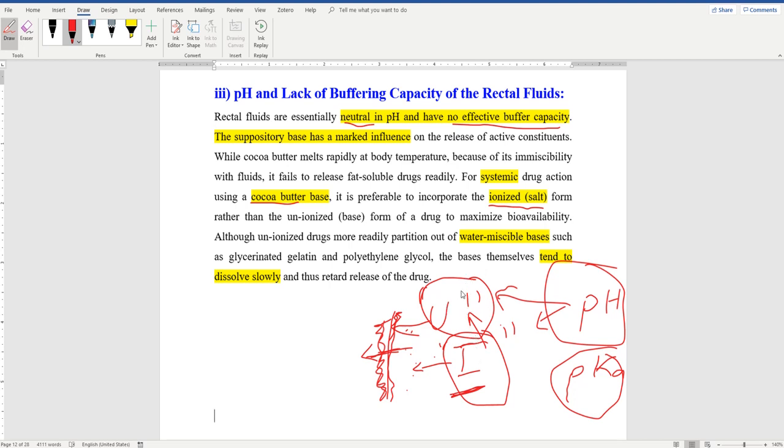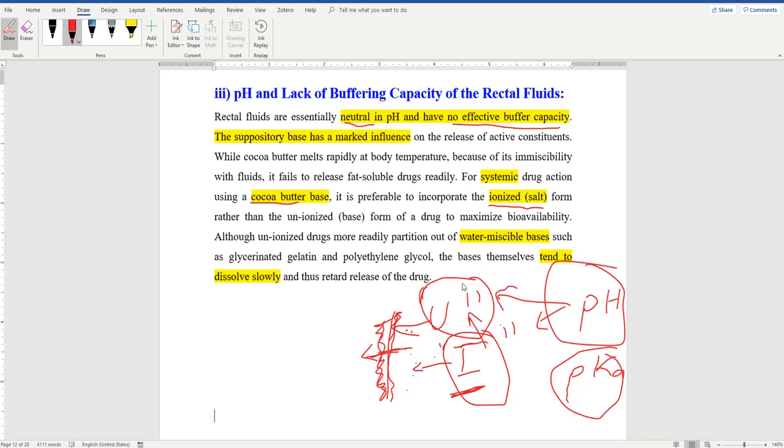Meaning, if this is 10%, this is 90%, and this gets absorbed, so it becomes less, then this must associate or become unionized, in order to keep the percentage 10%, 90% all the time, okay? So absorption will always be there, no matter what the pH is, because there will always be some unionized species existing.